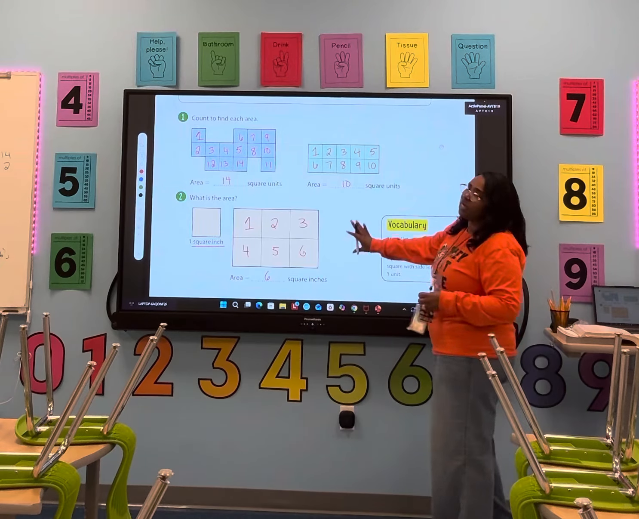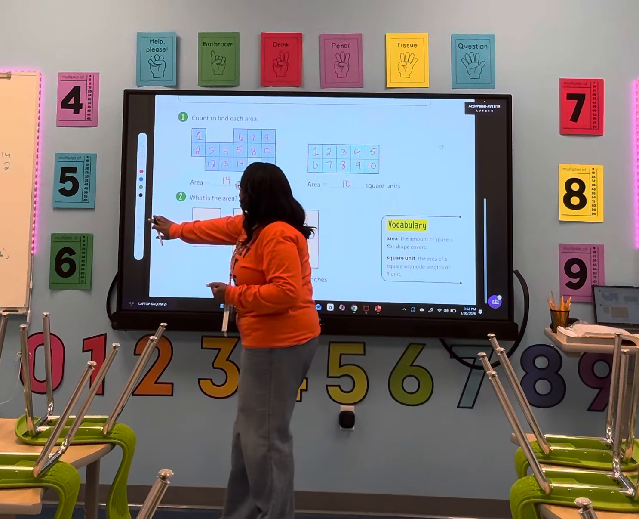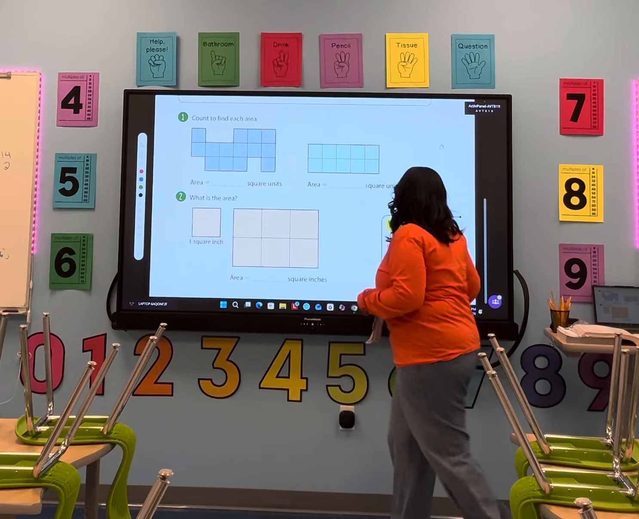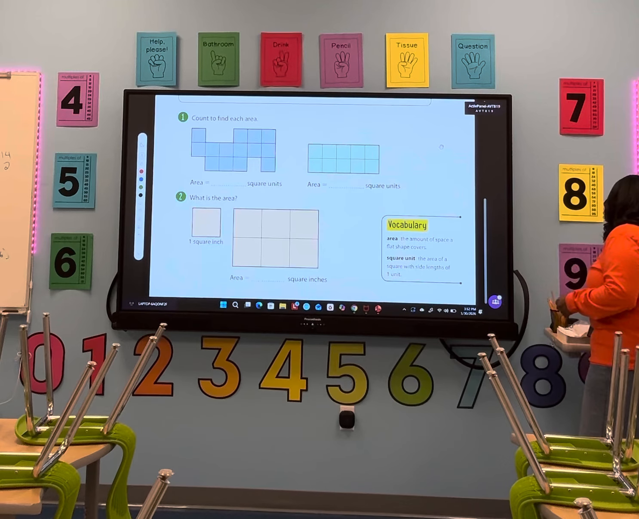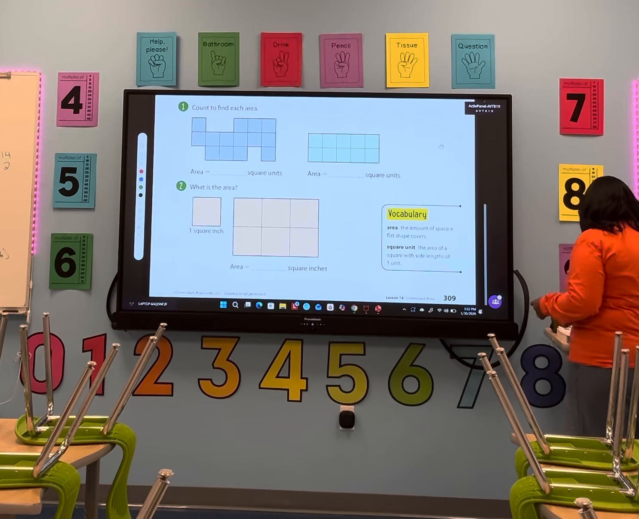Oh, I'm going to have to erase this, guys, because again on the board I can't keep it on there. So I'm going to clear out the screen and then I'm going to move the screen up. Oh, that was the bottom. Okay, so let's go to the next page.